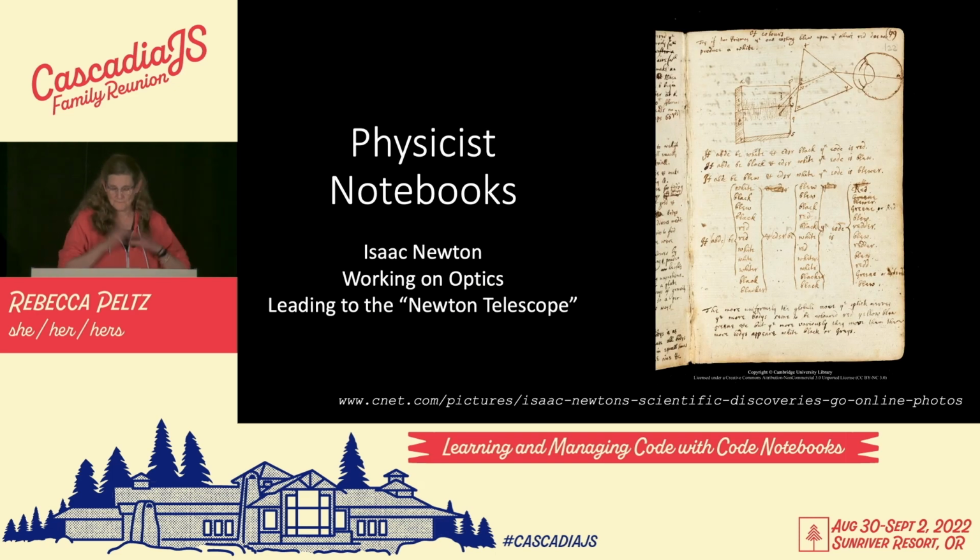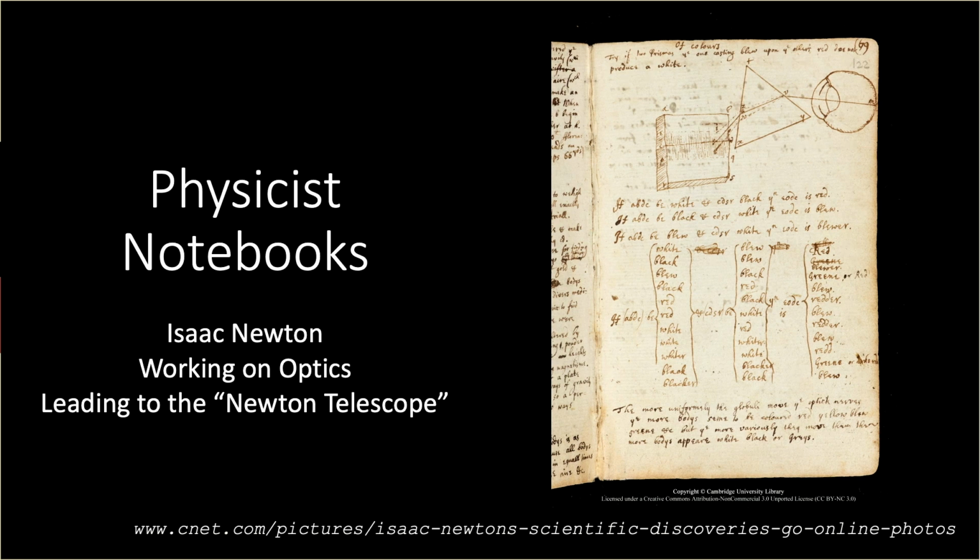So we're all thankful to Isaac Newton, who made the line about standing on the shoulders of giants and created the first kind of thought of open source. So the idea that you can take other people's work and build on it. And here he's actually developing optics. And they eventually became the Newton telescope. People still use Newtonian telescopes.